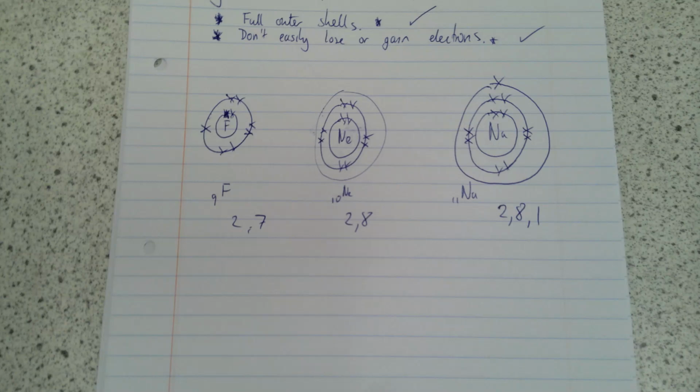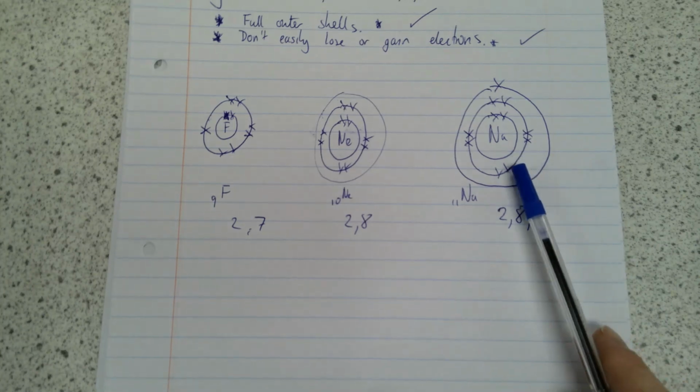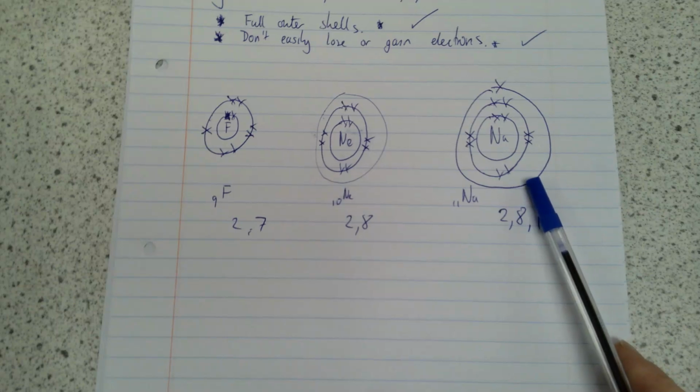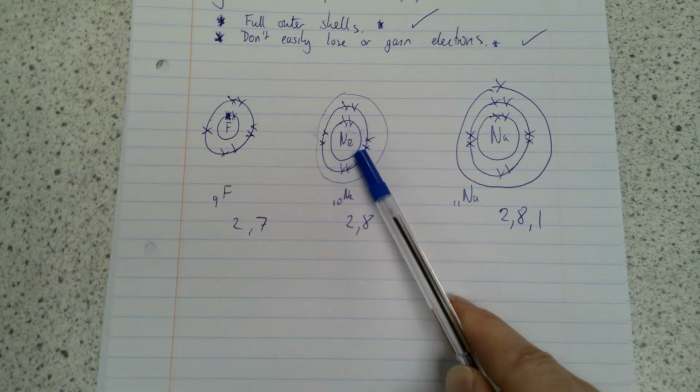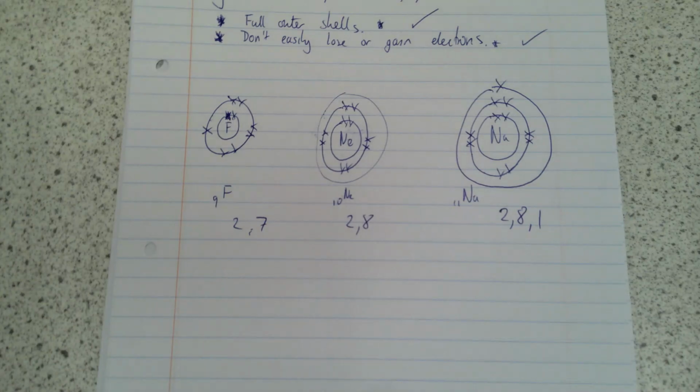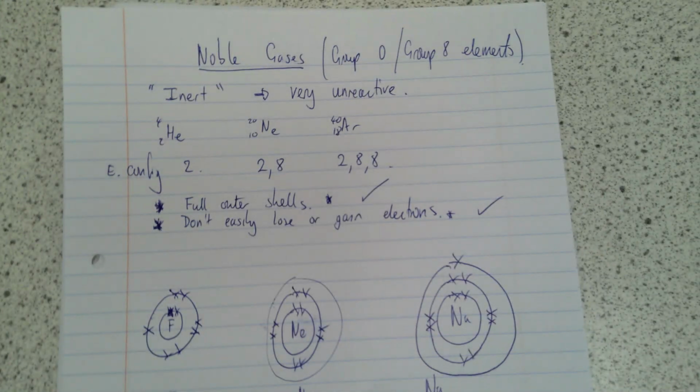For neon to gain an electron, it would have to go into the third shell, which is further from the nucleus. Less electrostatic attraction to the nucleus for that electron coming in. So it doesn't easily gain an electron. Sodium, on the other hand, does lose an electron easily, but neon doesn't lose an electron easily. Why doesn't neon gain an electron easily? Discuss that now, please.